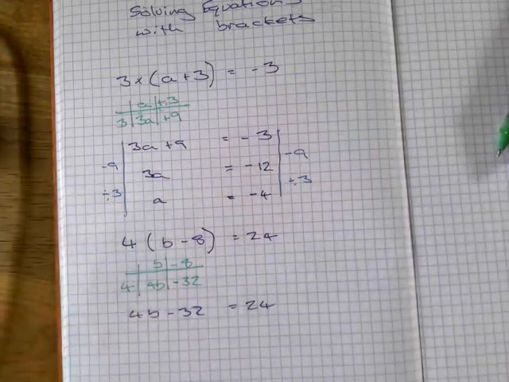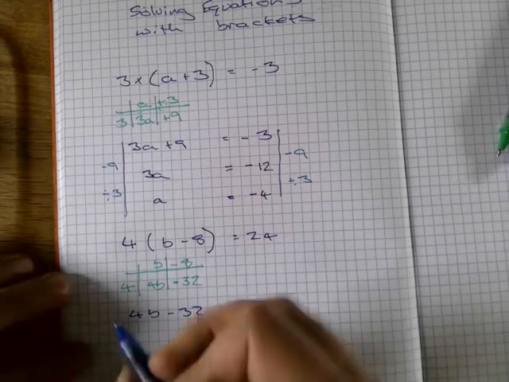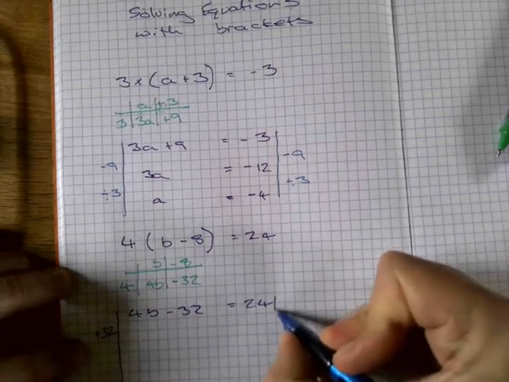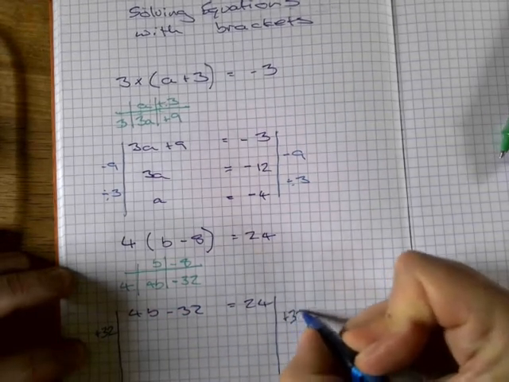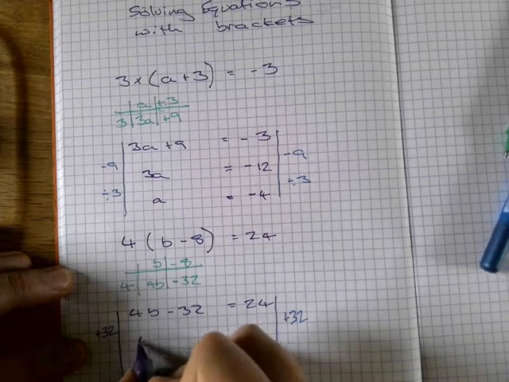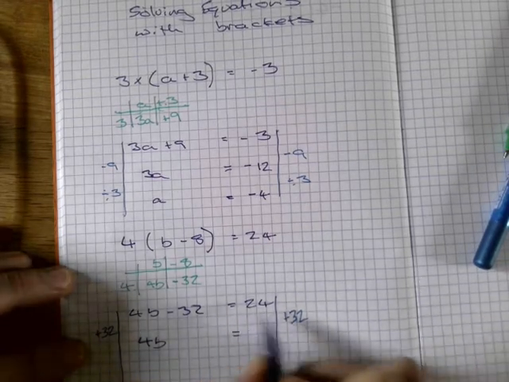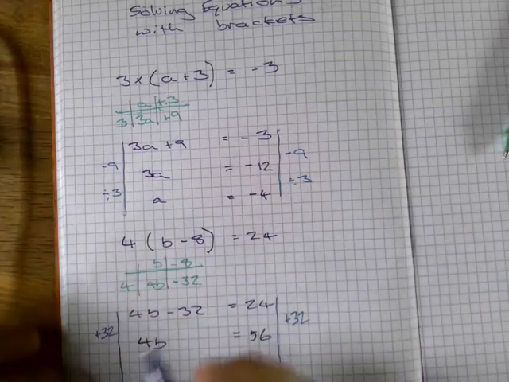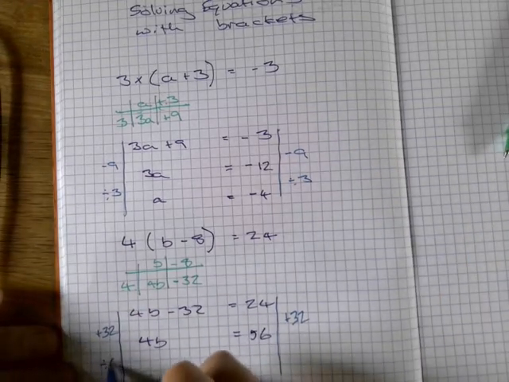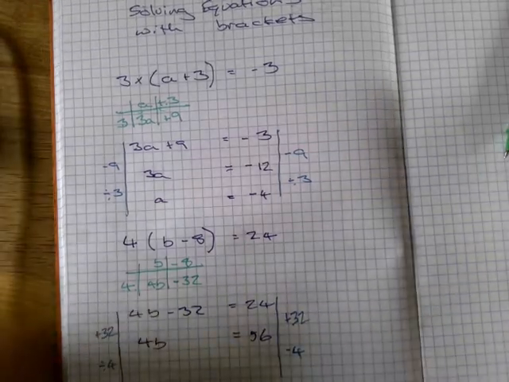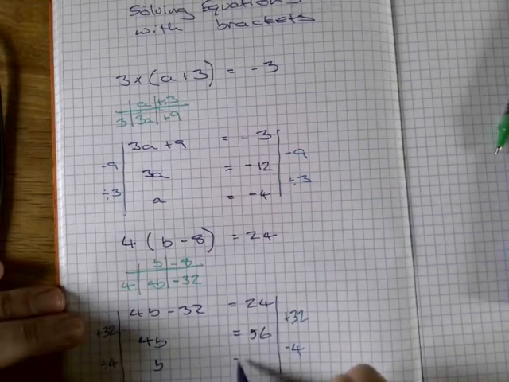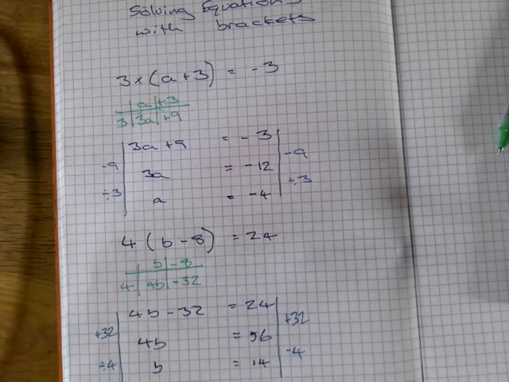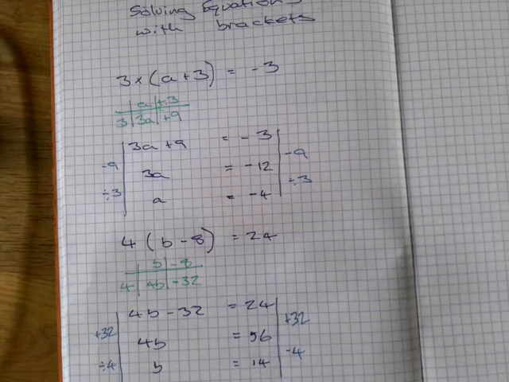Then, to get rid of the negative 32, we're going to have to add 32 onto both sides. So that's going to leave us with 4b equals 24 plus 32, it's 56. And then, to work out what 1b is, we're going to have to divide both sides by 4. So that means that b is going to equal 14.